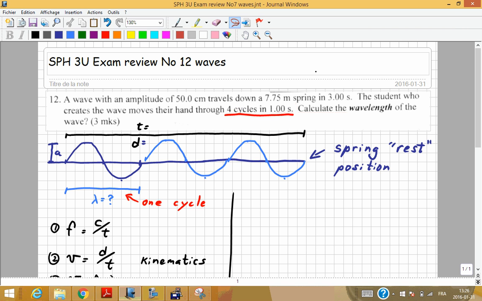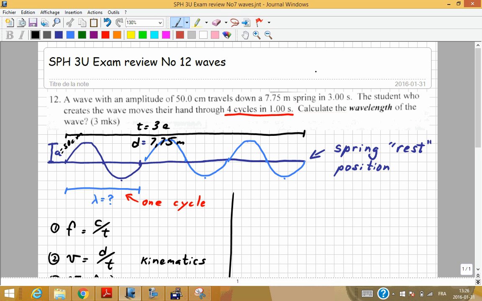So the next problem is number 12 from the review sheet, and it's about waves. We have an amplitude of 50 centimeters. That's the height of a wave. Then we say it's going down a spring that's 7.75 meters long, and it takes 3 seconds to do that. So we'll add that to our picture. Here we have time of 3 seconds, and a distance of 7.75 meters, and amplitude is 50 centimeters.